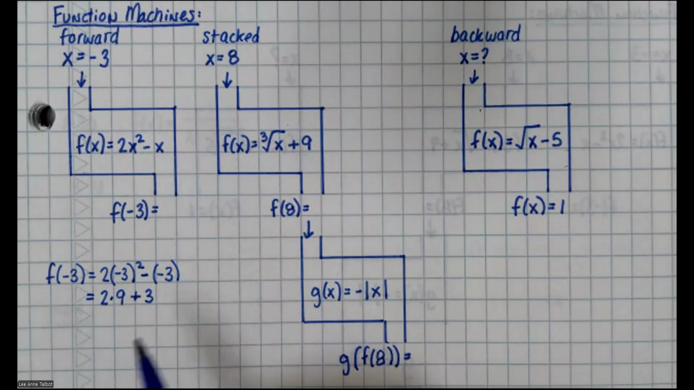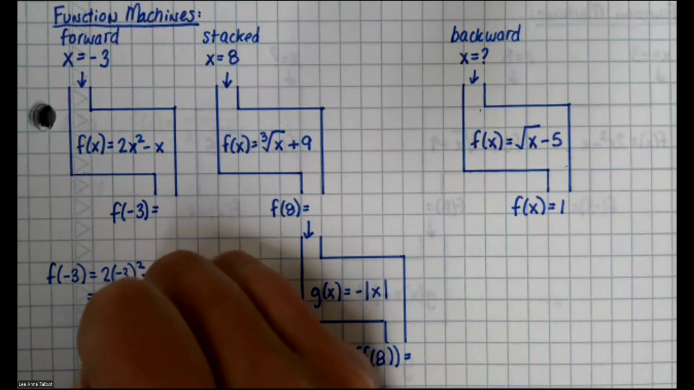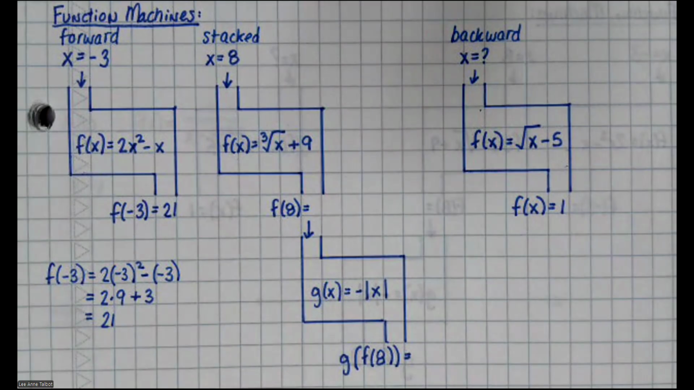Do you guys have calculators? Yes, but I want you to see where that came from. So 18 plus 3 is 21. So the answer is 21. Okay, good so far? Make sense? Yeah. Okay, now we're going to do stacked function machine.